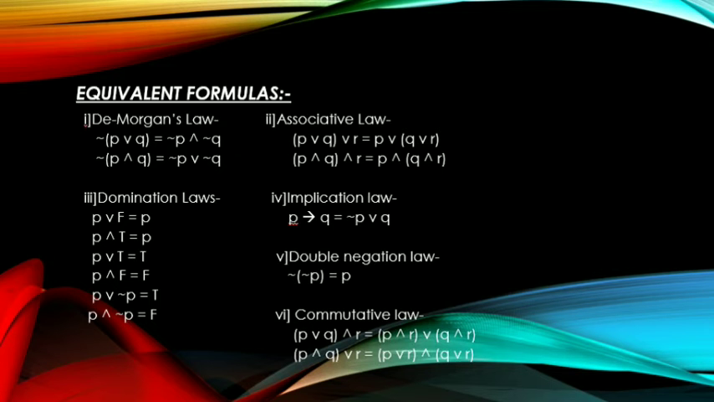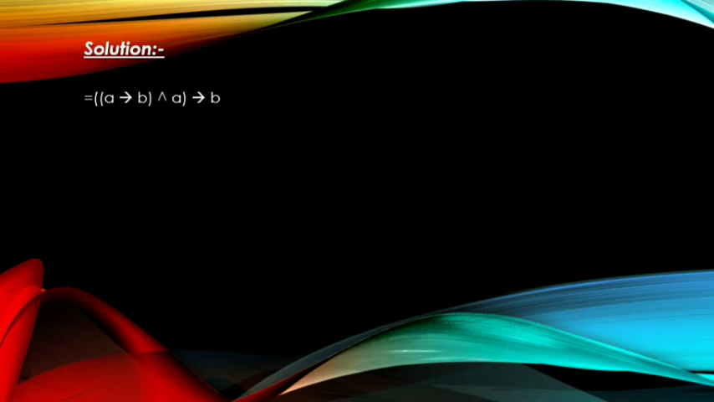So we should know De Morgan's law, associative law, domination laws, implication law, double negation law, and commutative law. These were the things we should know before solving the problem. Now let's go with the solution part. Here on your screen you can see the question is already written. Before solving any question, we should understand the question first and then try to solve. As we can see, this question seems complex. We can reduce this to the simplest form by using appropriate formulas so that the problem seems easy.